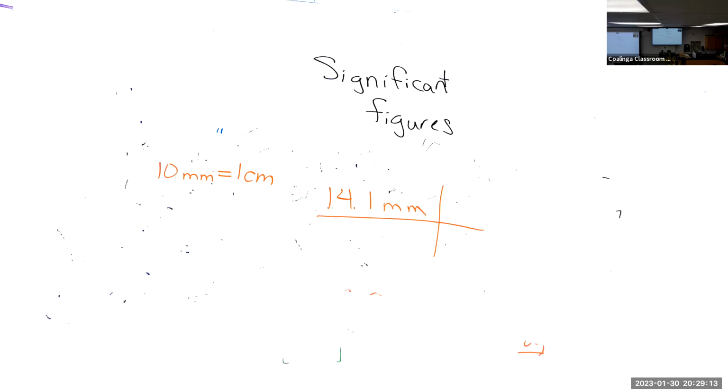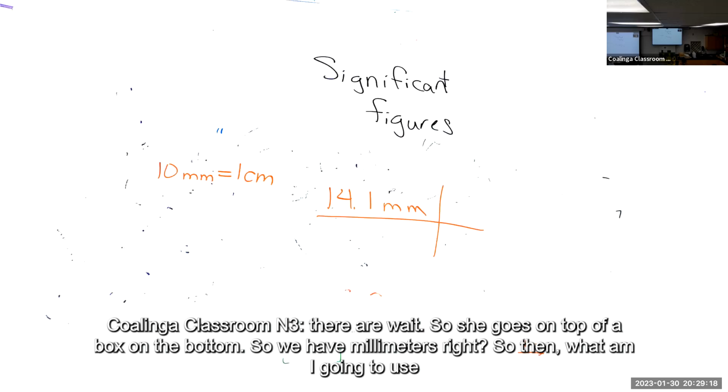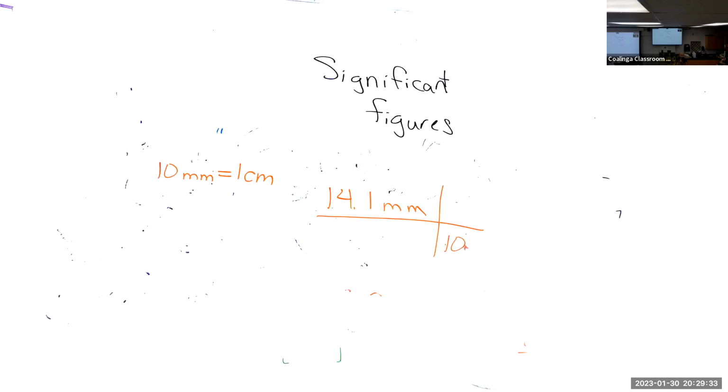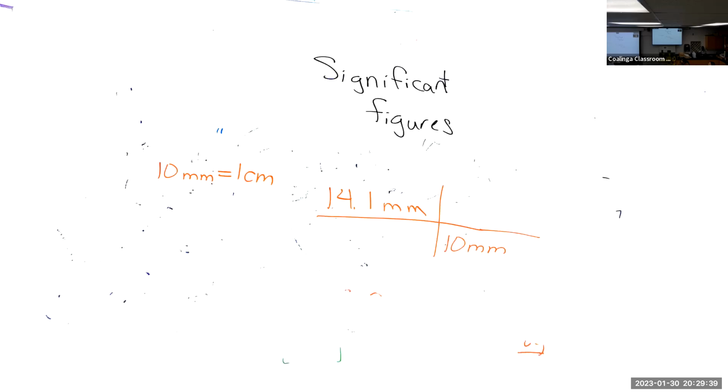I can't remember. So how do I date? So I have the girl. She's getting boring. What do I do to her? Throw her away. So she goes on top or on bottom? On the bottom. So we have millimeters, right? So then what am I going to use down here at the bottom? So I'm going to have my 10 millimeters at the bottom, right? Okay. So centi is my new girl, right? So she's going to be on top. So millimeters cancel out. And we end up with 1.41.